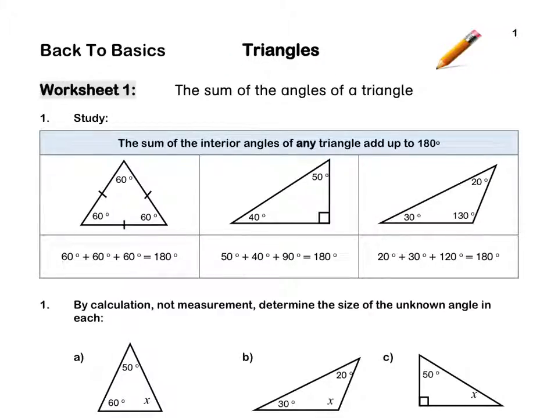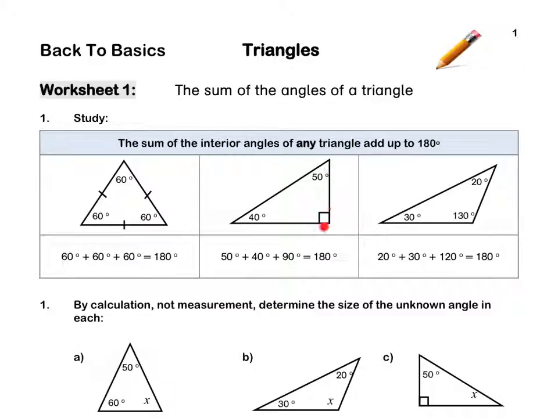Triangles. Worksheet 1. The sum of the interior angles of any triangle adds up to 180 degrees. If we look at this equilateral triangle, all three sides are equal, therefore all three angles are equal. And the three angles add up to 180 degrees.